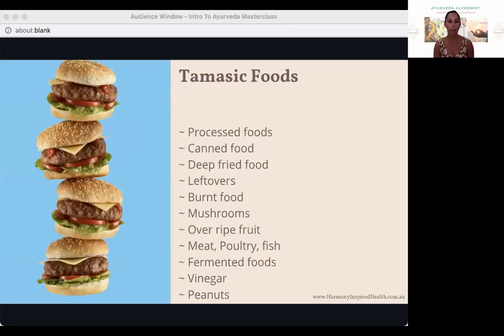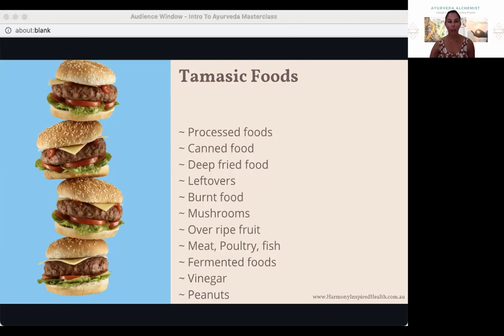And then we have tamasic foods. These obviously can induce more of a tamasic state. We learned about that at the start of the masterclass, which is that inertia, that foggy feeling, making you feel dull or even a little bit depressed as well. So foods that are moldy, toxic in nature, including alcohol and drugs, or have been pumped with hormones, such as a lot of our meat and poultry. So if you are eating meat, you always want to make sure you're getting hormone-free meat.